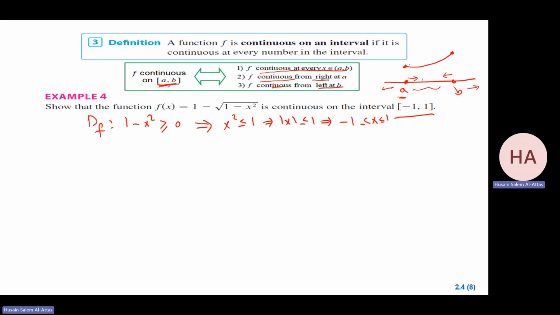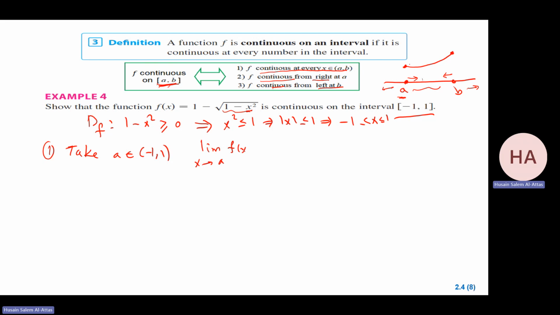Okay. I want to check if it's continuous at every point in the interval. So we'll take a point a that belongs to the open interval, inside that interval, not any of the endpoints. It means x is a value between -1 and 1, so this is defined. So I can just substitute. What will be the limit?